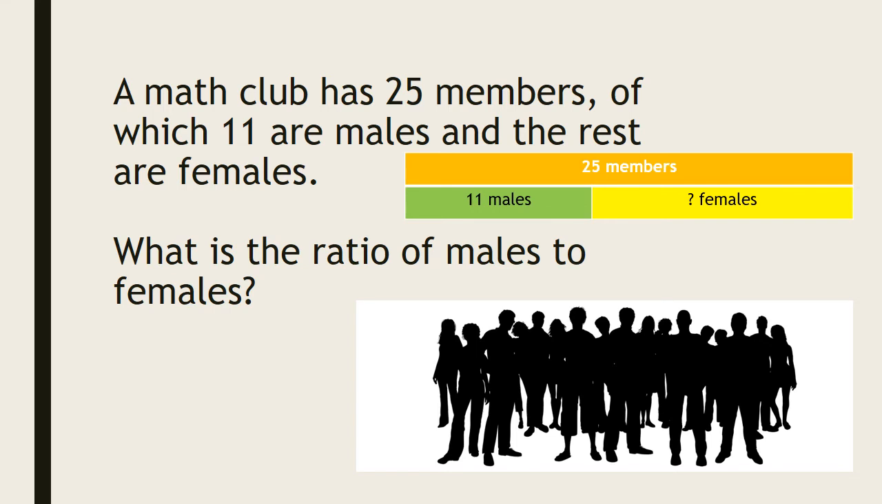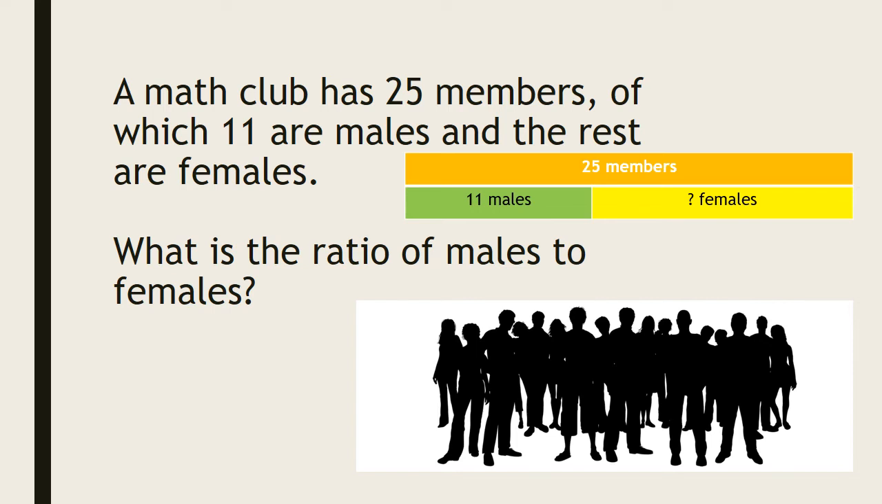See if this will help you to solve this problem. We know this is the bar model, but it can also help us to represent ratio problems. 25 is our total. There are 11 males. How many are females? And what is the ratio of males to females?